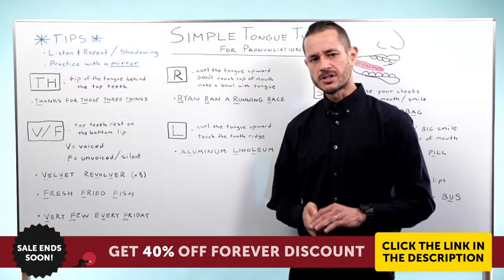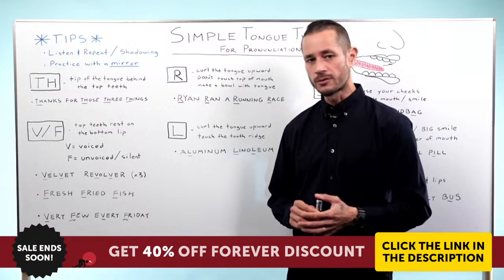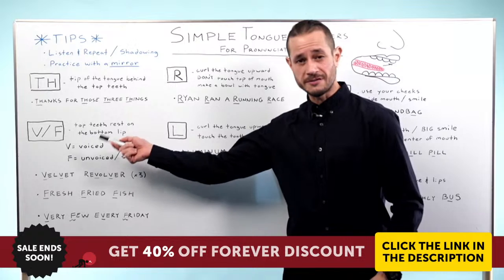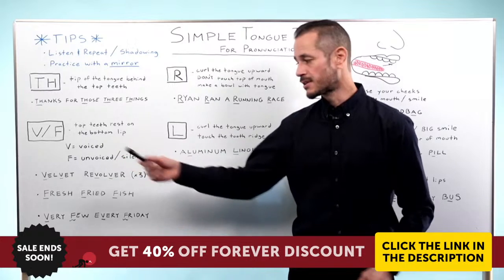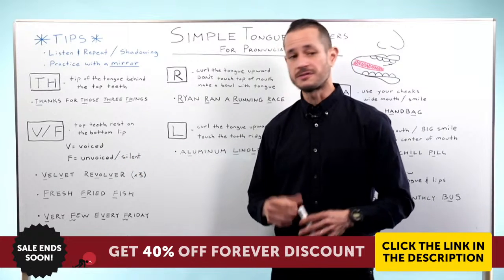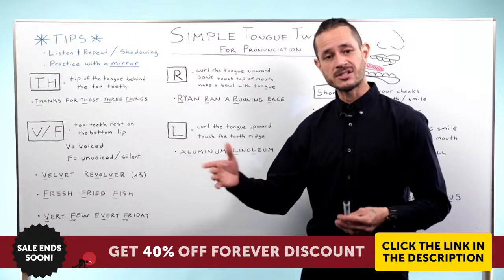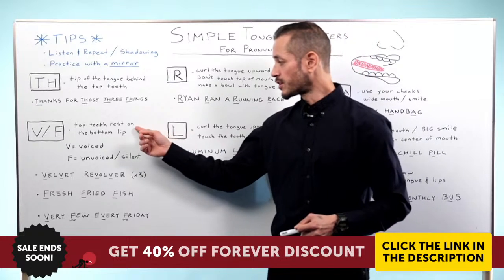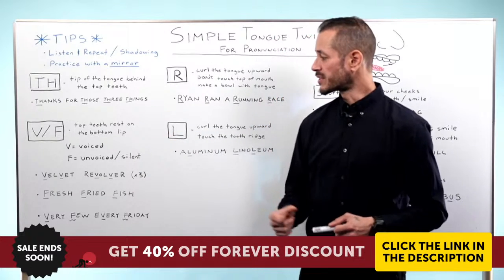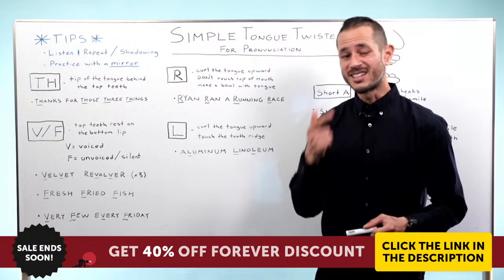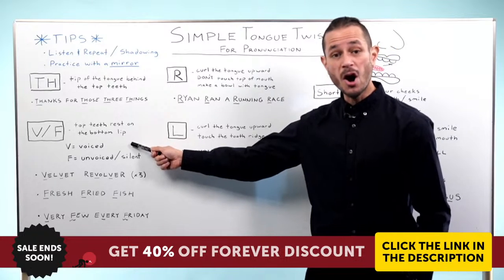Next, some sounds that may be difficult for some learners are the letters V and F. So for these sounds, very, very fast. You want to think of your top teeth again, but this time we don't use the tongue. Your top teeth rest on the bottom lip.